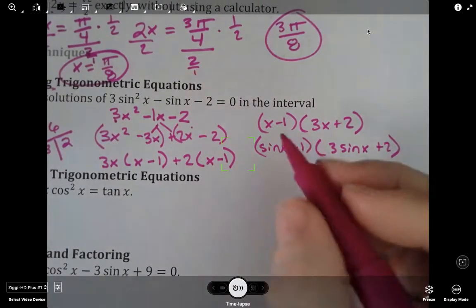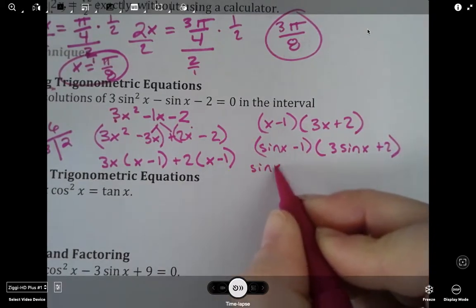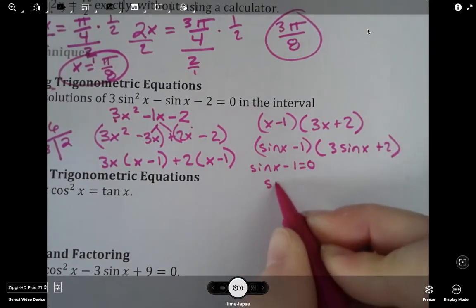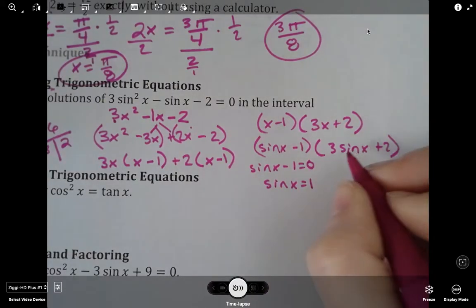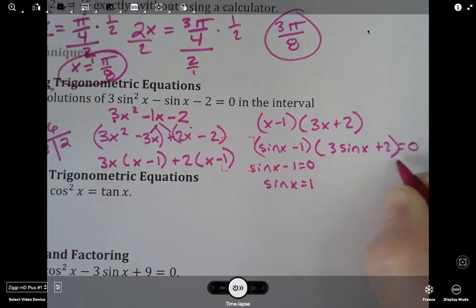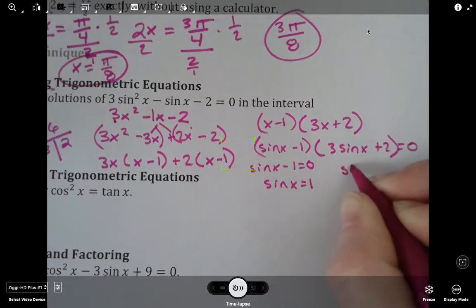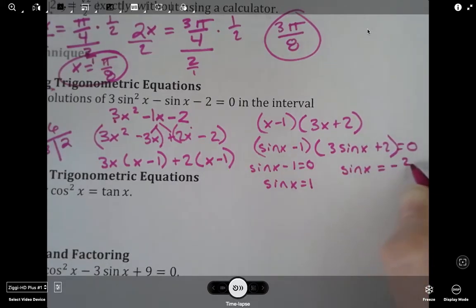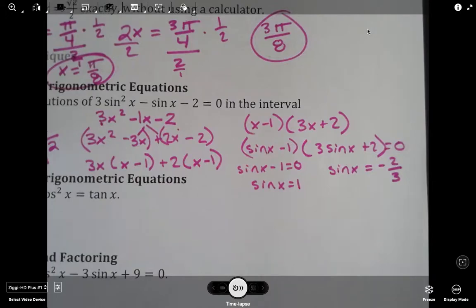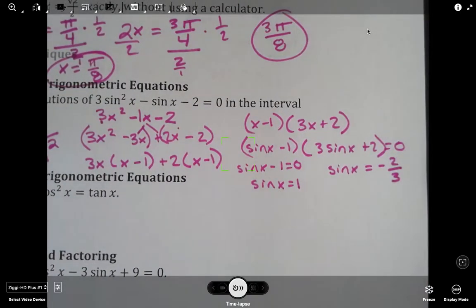Now I set both of those equal to 0. So sine x minus 1 equals 0, so sine x equals 1. For the other one, if I set that equal to 0, I'm going to subtract the 2 and divide by 3. If I'm going too fast for you, rewind this. So sine x equals negative 2/3.